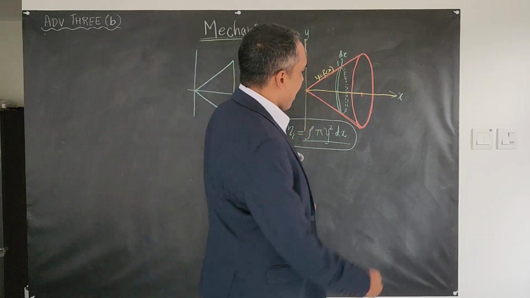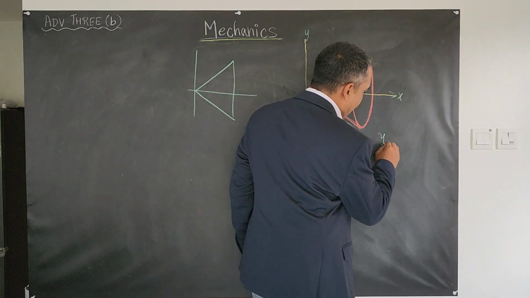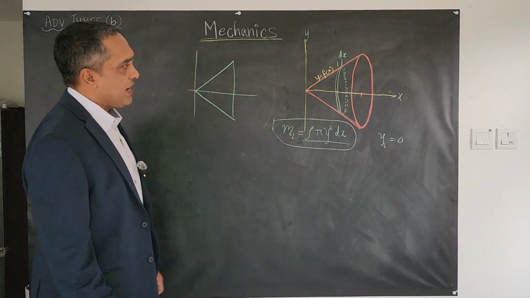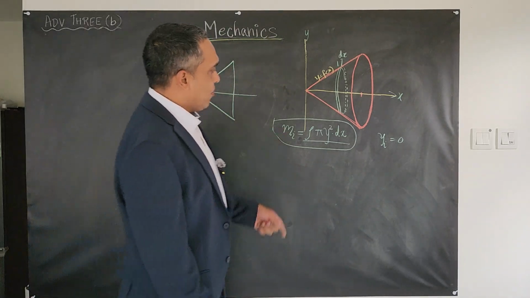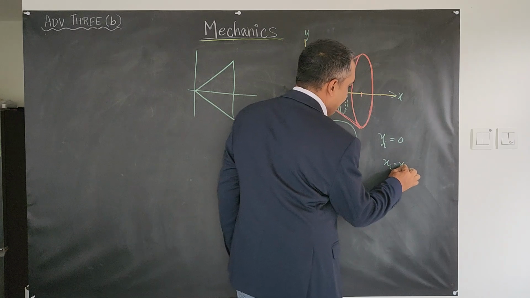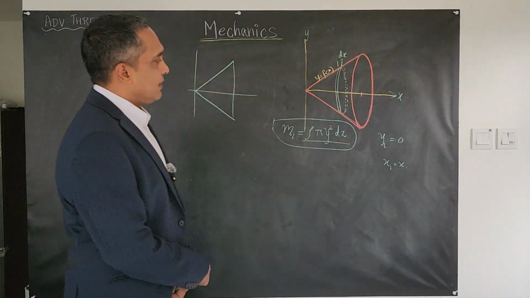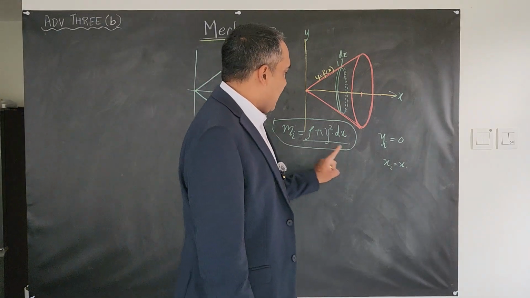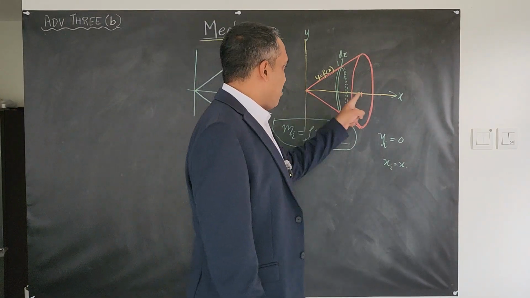And because of symmetry, I can always say that yi is equal to 0, because I'm spinning it off the x-axis. Right away I know that. And I know xi. Xi is basically x here, right?